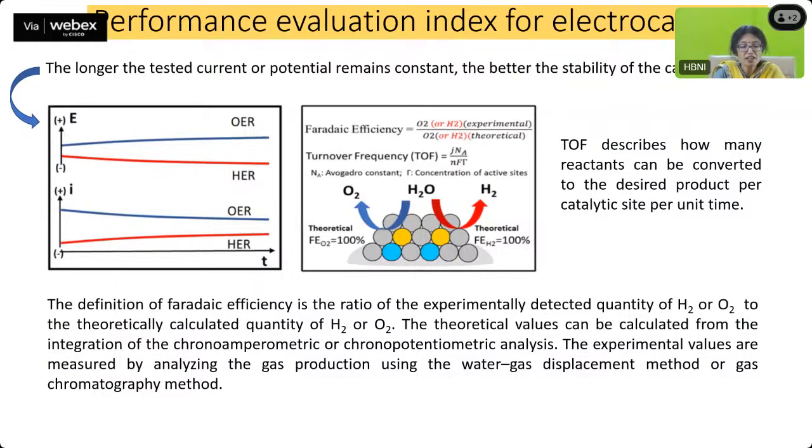So the definition of Faradaic efficiency: it is the ratio of the experimentally detected quantity of hydrogen and oxygen to the theoretically calculated value of hydrogen or oxygen. Theoretical values you can calculate from integration of the chronoamperometric or chronopotentiometric analysis. The experimental values are measured by analyzing the gas production using the water gas displacement method or gas chromatography method. And then when you divide this, you will get your Faradaic efficiency of the particular catalyst. Theoretically you have one value, but experimentally, how much is actually being generated?